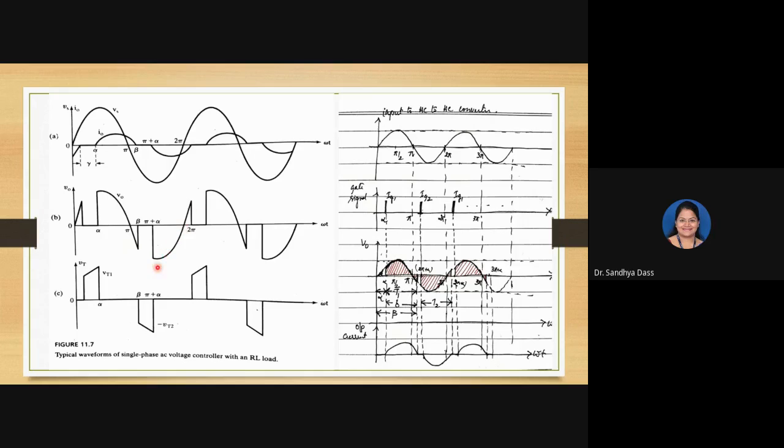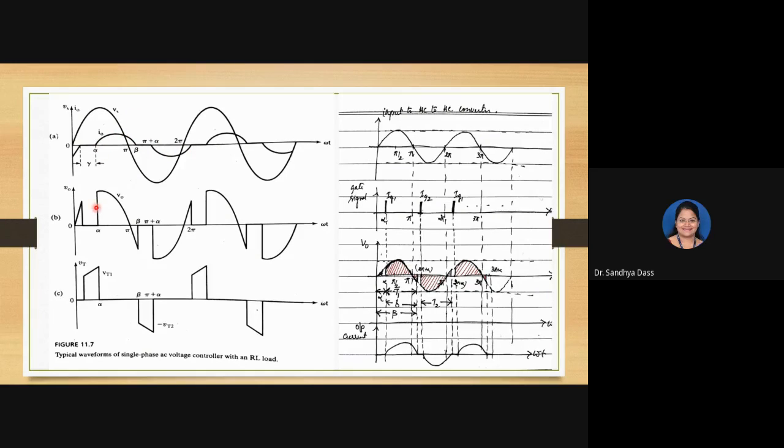So this is the output you are getting, and because of the inductive load, it has continued into the positive cycle as well. And this is the duration where both the devices are turned off, and 2 pi plus alpha is when the next pulse to T1 is given. So that is when T1 will be conducting. This is your output voltage. All right. Current. This is your output current that is shown in the textbook.